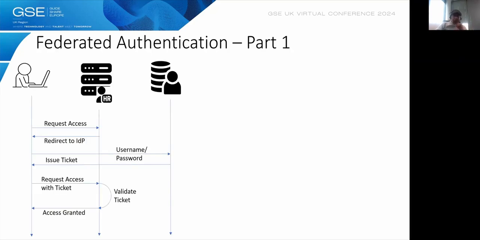The solution came in the form of federated authentication. So we are moving from delegated authentication to federated authentication, and you can see here how it's solved. Assume there's a user trying to access some HR portal within his organization. The HR portal redirects the user to the identity provider. You pass your username credentials to the identity provider. The identity provider issues a ticket, and you use that ticket to access your HR portal. The HR portal validates that ticket to make sure it is valid, and once that is done, access is granted.